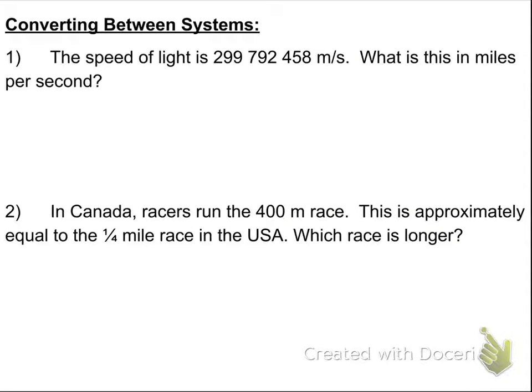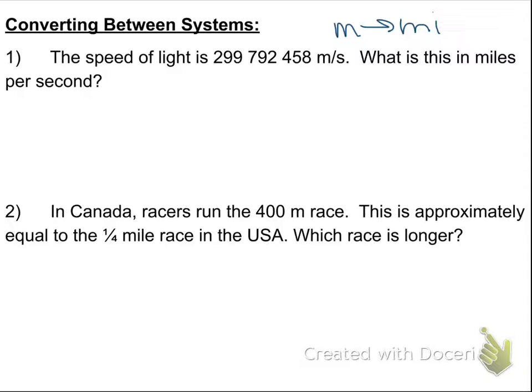So let's just go through a couple of examples quick. This should be fairly straightforward because, again, it's still just converting. So the speed of light is 299,792,458 meters per second. What is this in miles per second? Well, the seconds are the same, so really this question is about converting from meters into miles. So how are we going to go about doing that?